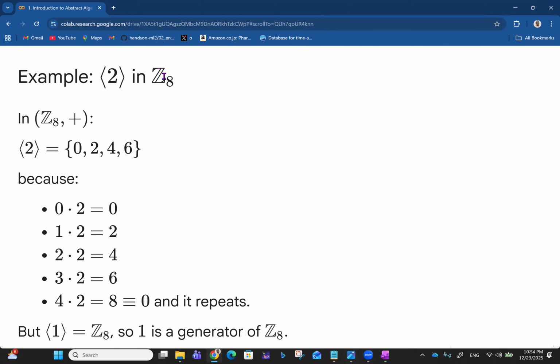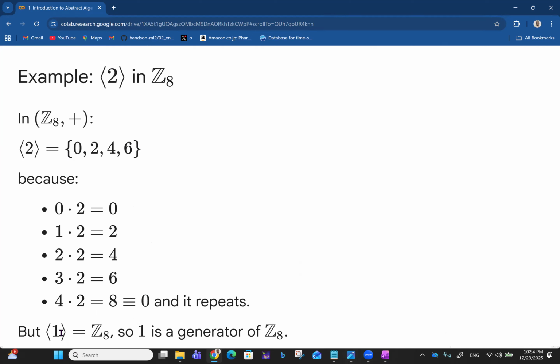So Z8, of course, you already know Z8 is 0, 1, 2, 3, 4, 5, 6, 7. All right. So in Z8 under addition, it can be 2 times 0, 2 times 1, 2 times 2, 2 times 3. 2 times 4 is 8. So 8 will not fit in here because the biggest number in Z8 should be 7, right? 0 times 2 is 0, 1 times 2 is 2, 2 times 2 is 4, 3 times 2 is 6, 4 times 2 is 8. Since we are working in Z8, so mod 8, we take it back to 0. So every other thing is going to fall within here.